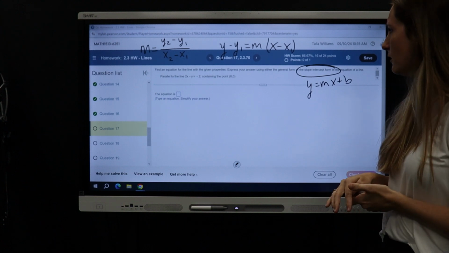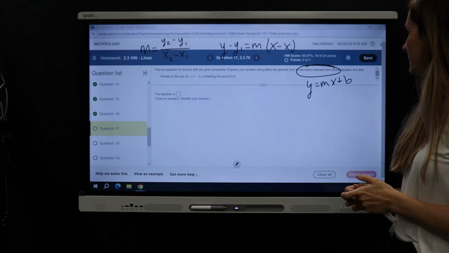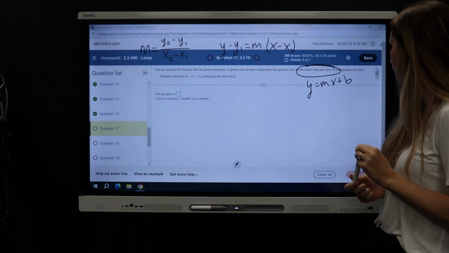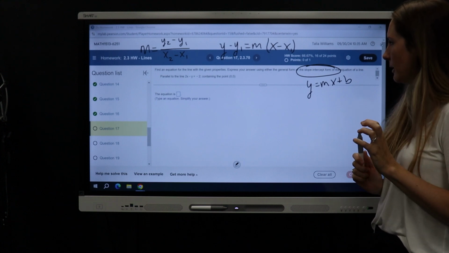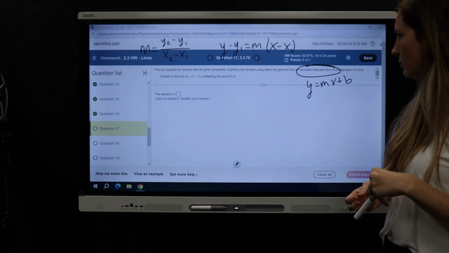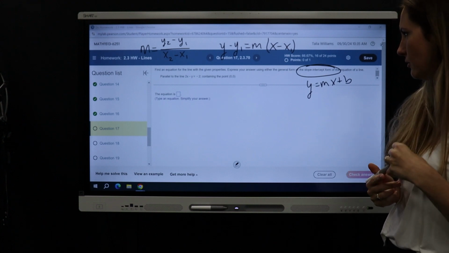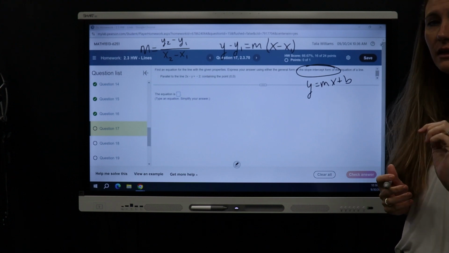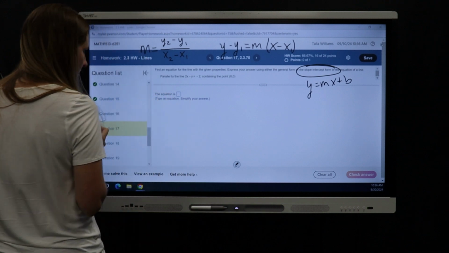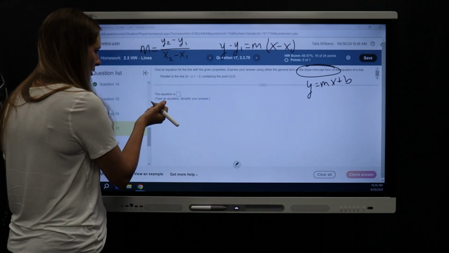Find an equation for the line with the given properties. Express your answer using either the general form or the slope-intercept form of the equation of a line. Parallel to the line 2x subtract y equals negative 2, containing the point 0, 0. Okay. Parallel lines have the same slope.